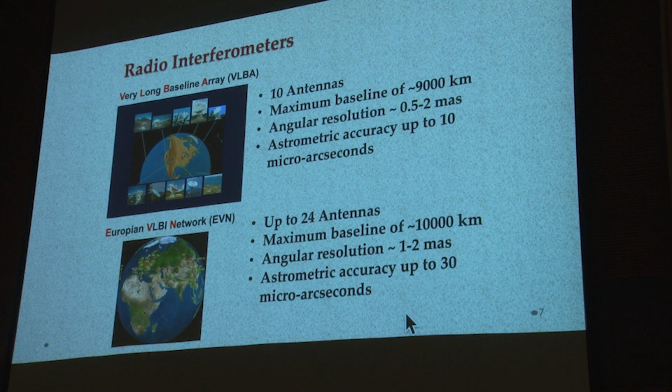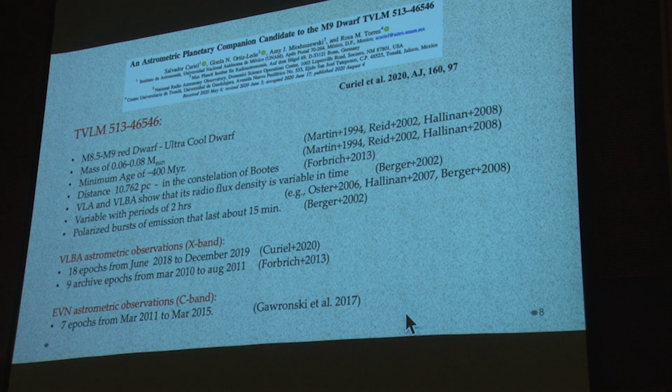So now I'm going to show you some of the results that we have obtained so far. Not many, but I think that each one of them is very important. This is a very low mass star. You see here the mass is between 60 and 80 Jupiter masses. So it's just at the limit between being brown dwarf and being star. And it's close by, nearly 11 parsecs away. So you have to get many observations to try to search for the astrometrical signal.